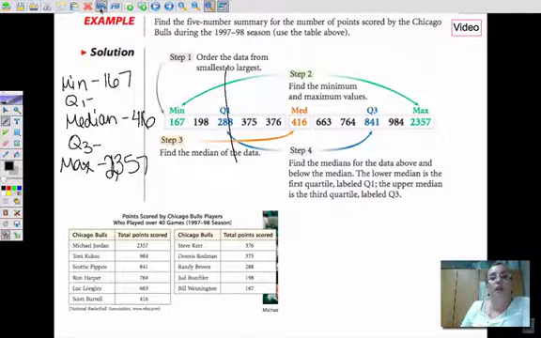Okay, so the Q1 breaks up the lower half of the data into 2 parts by finding the median of that. And then the Q3 breaks the upper half of the data into 2 parts by finding the median of the upper half of the data. Okay, so in this case, it's just 288 and 841.